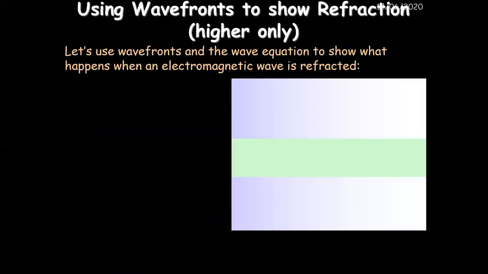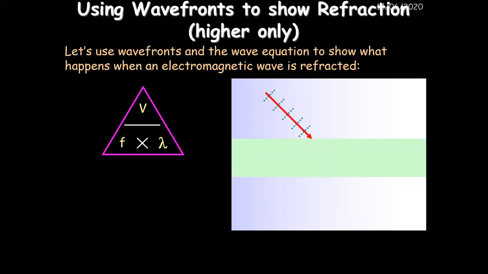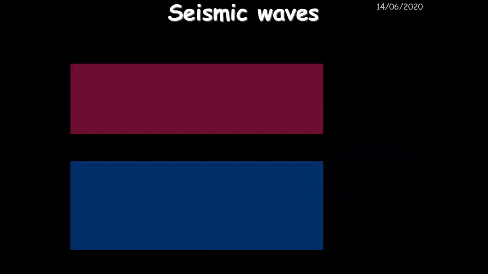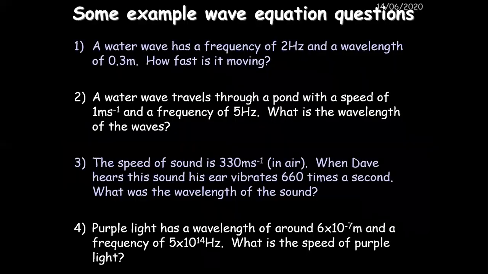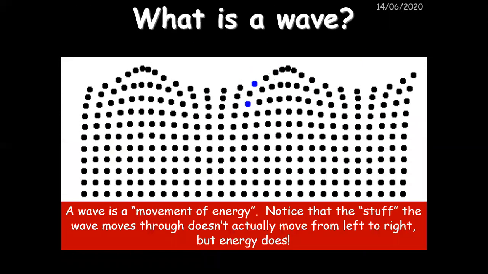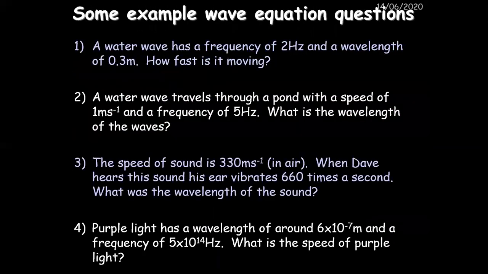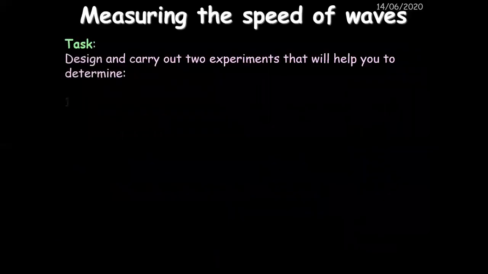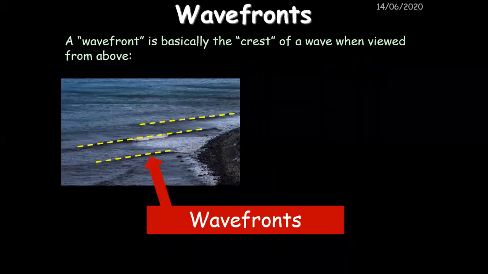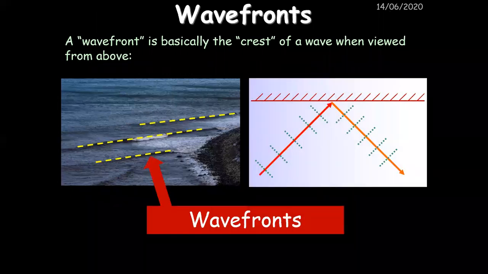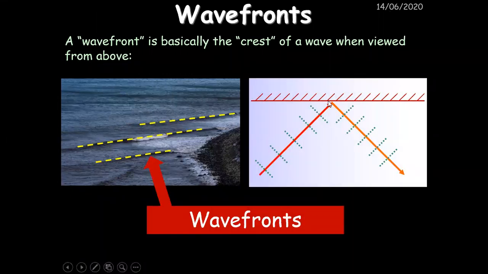Okay, now using wavefronts to show refraction. Remember what we said earlier. If we go way back to where we were last week, we said if we look at a wave from the top, we can call it a wavefront. If you look at a wave from the top, you see straight lines, and then you can represent it on a diagram as hitting something and rebounding off. We used wavefronts here to show reflection.